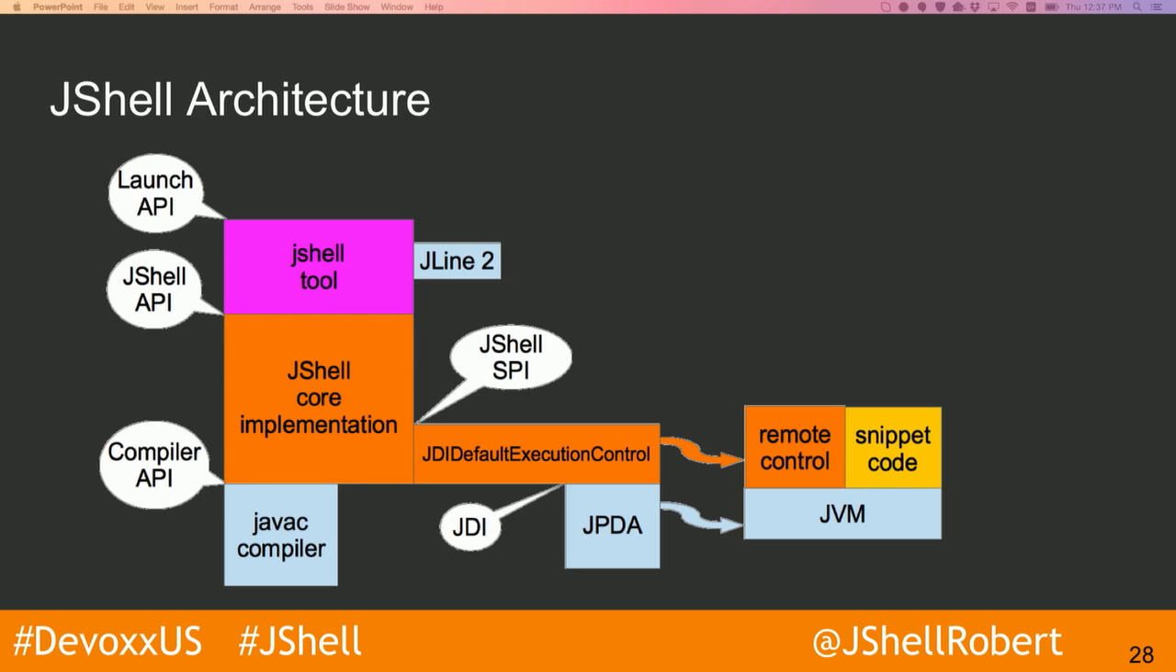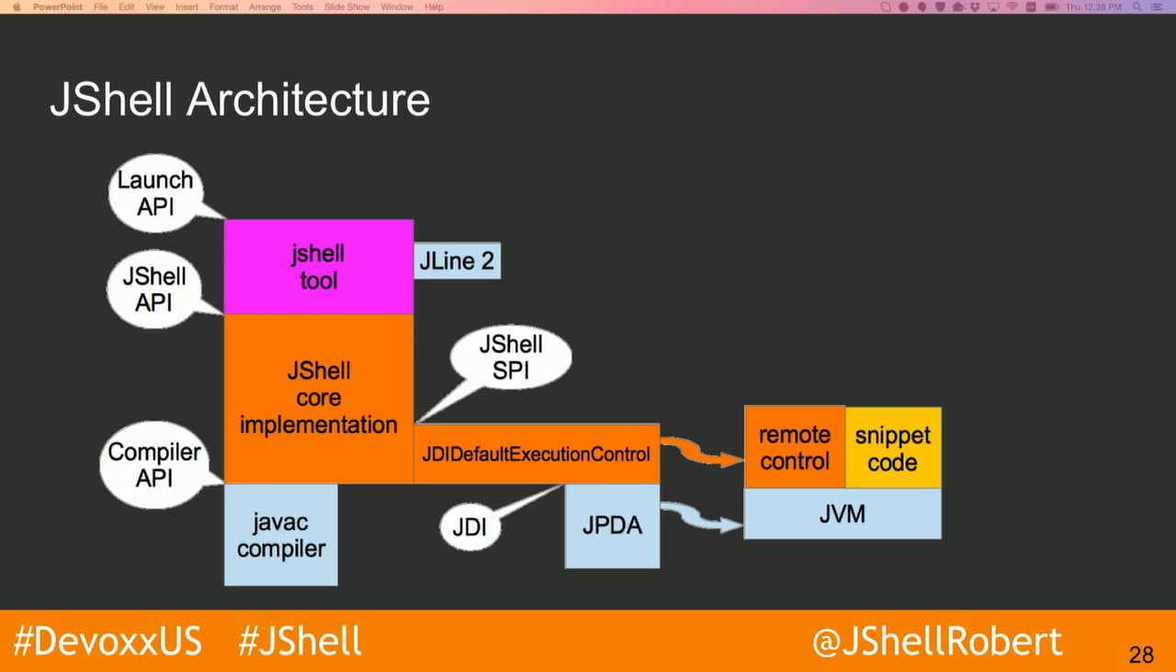Okay, the big orange box is the core implementation of JShell. As I mentioned, the parsing and compilation stuff is built on top of the Java C compiler using the compiler APIs. The execution part, let's first skip to the punchline, uses a JVM in a remote process, which means if you do something that crashes your JVM, it doesn't crash your tool.